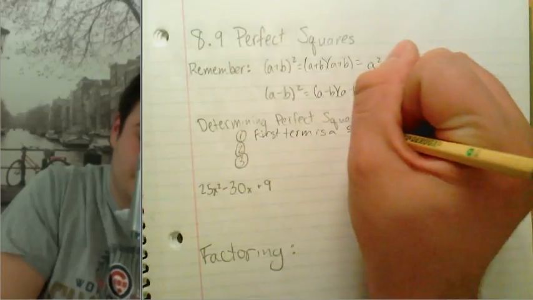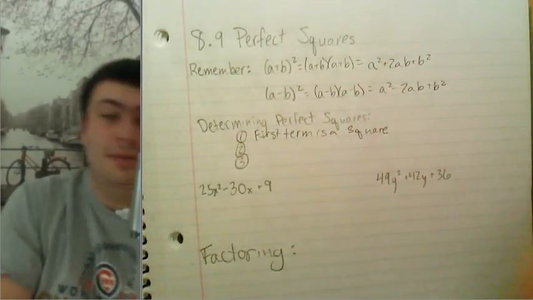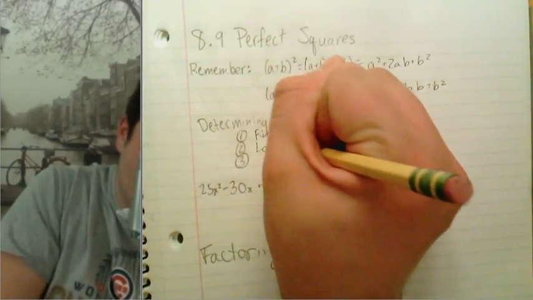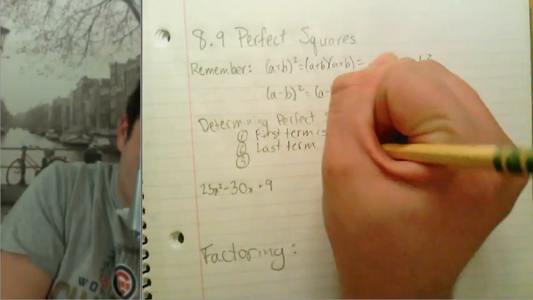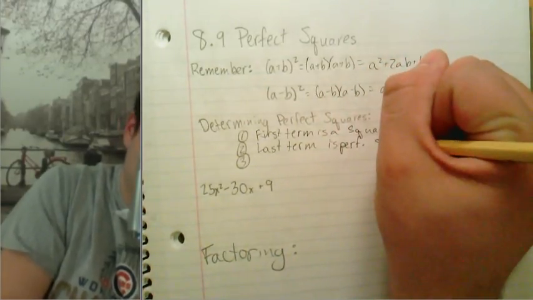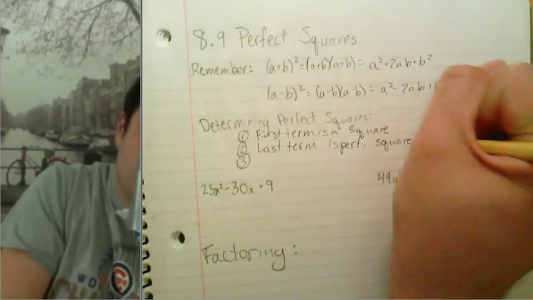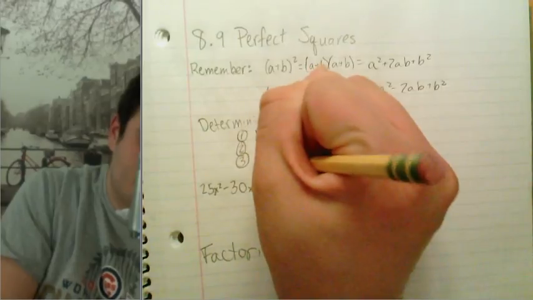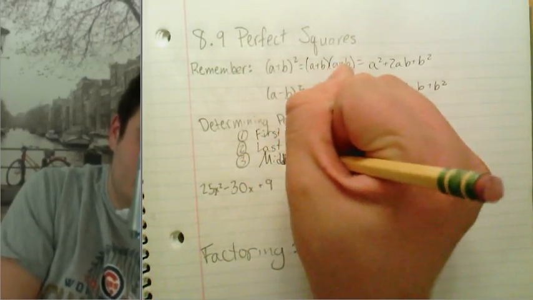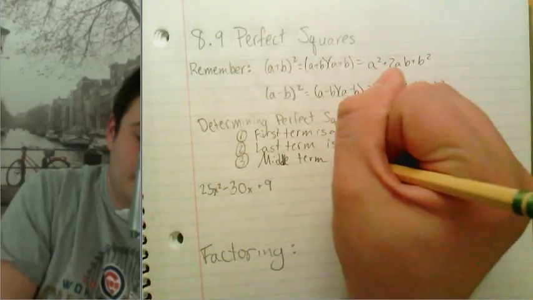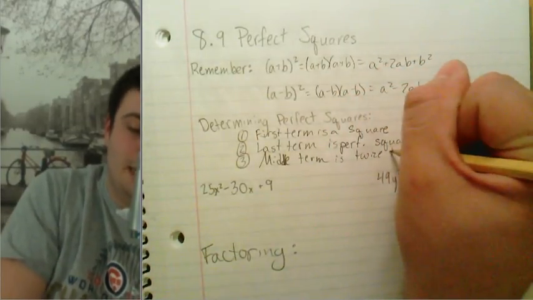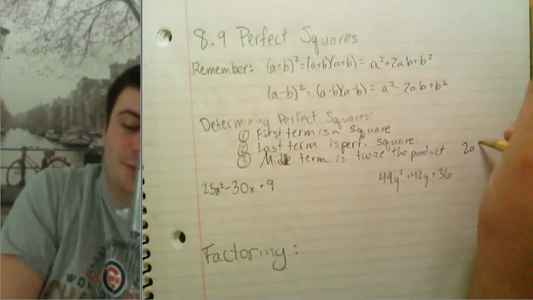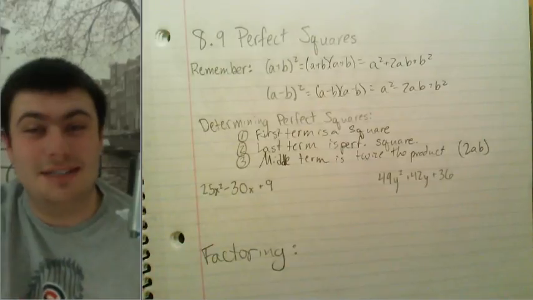is a square, meaning it's a perfect square. The second, we need to realize if the last term is a perfect square. And we then need to see if the middle term is twice the product, or if we have 2ab in the middle. So that's going to be our criteria for determining a perfect square.